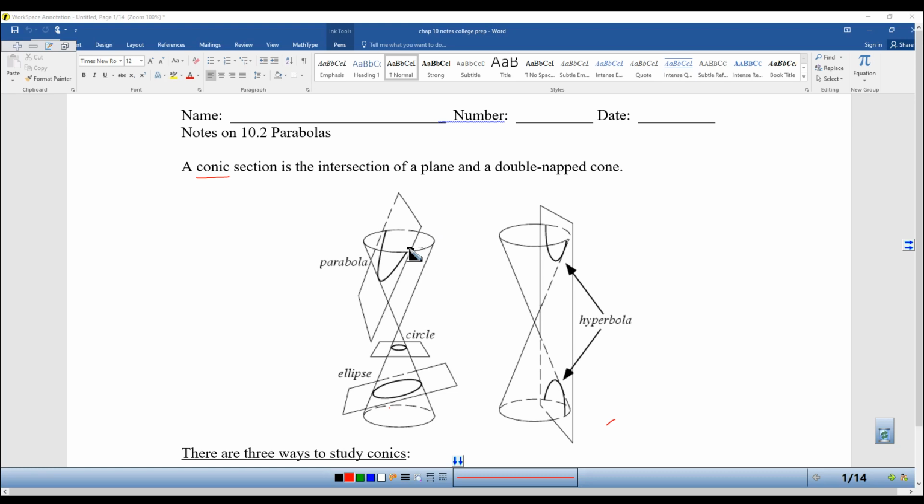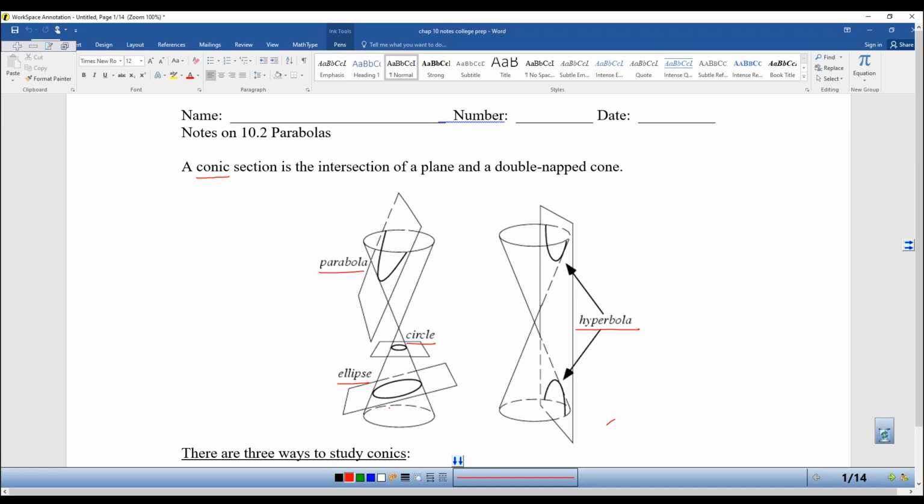If you intersect just one cone and you don't actually hit both of them, then it forms a parabola. If you take your plane and slice straight across one of the cones, you get a circle. But if your plane is slightly tilted, it's going to form an ellipse. And if your plane goes through both of the cones, it's going to make something called a hyperbola. Over the next 4 lessons, we're going to study these 4 different kinds of conic sections.